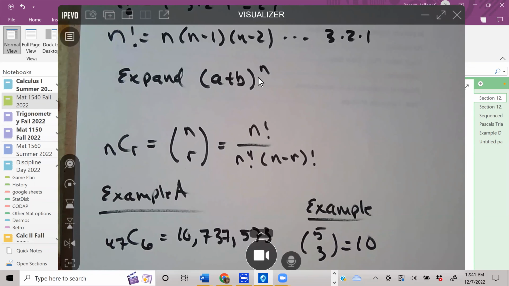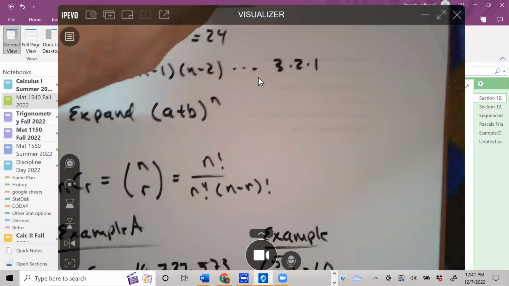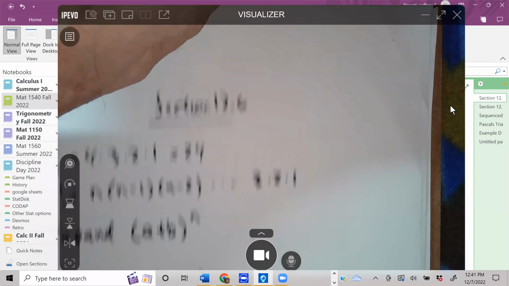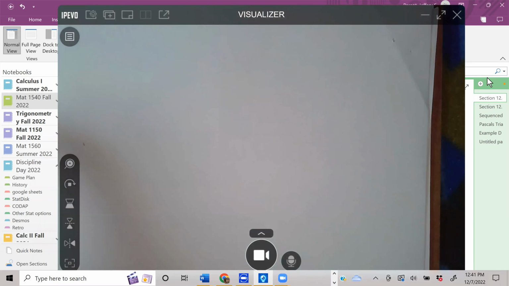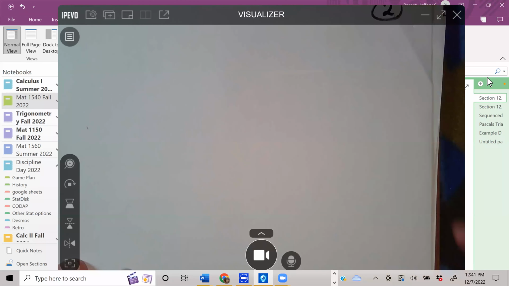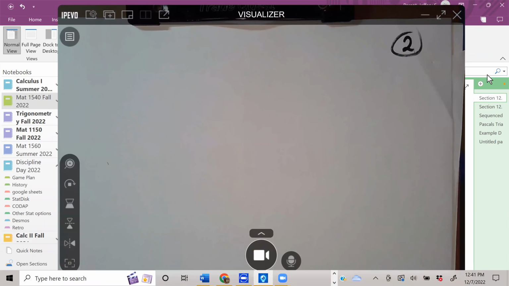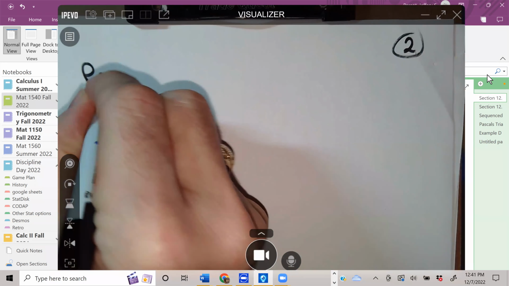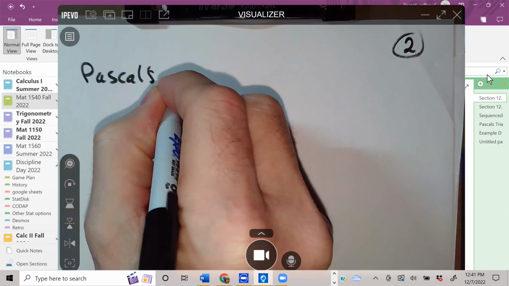Now, the way we're going to work on expanding these things is with something called Pascal's triangle. And I'll talk about Pascal in a little bit. Blaise Pascal was a French mathematician who lived in the 1600s. Although he didn't actually discover the triangle that bears his name. Nonetheless, let's look at Pascal's triangle.